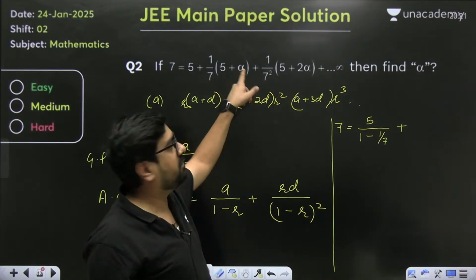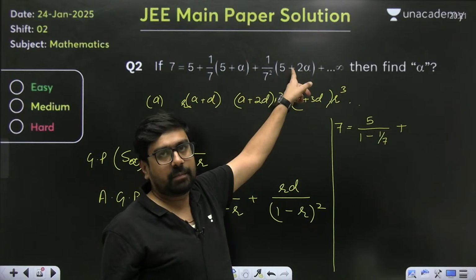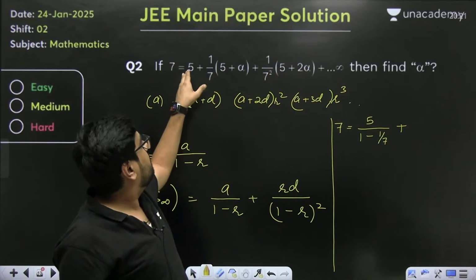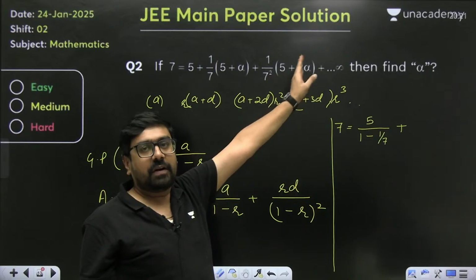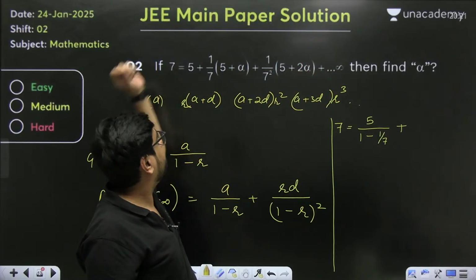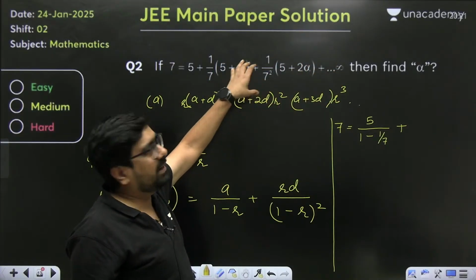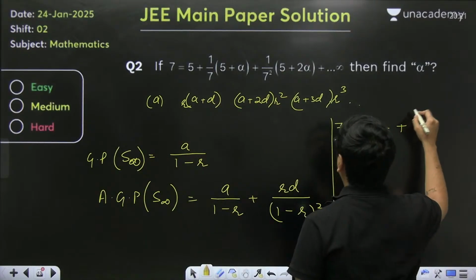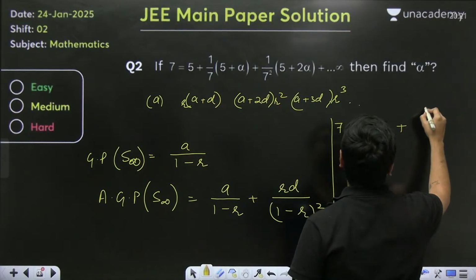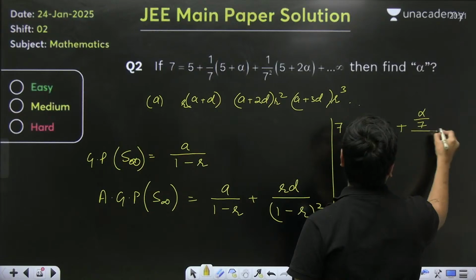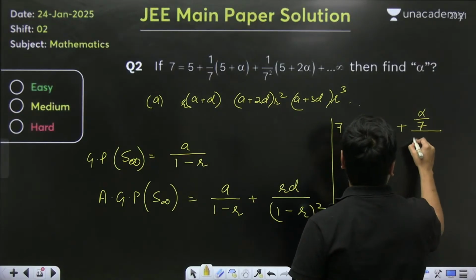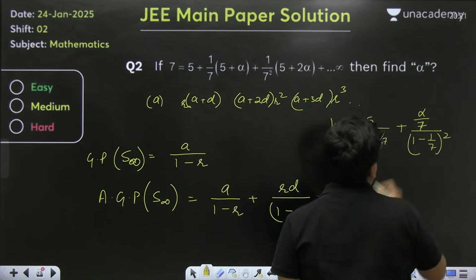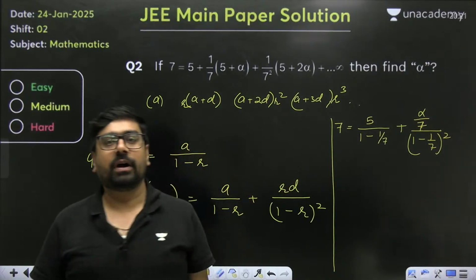0, alpha, 2 alpha, 3 alpha, like that. D is the common difference of the AP in this. What is the AP in this? 0, alpha, 2 alpha, like that. This is the AP. Okay. So common difference is alpha. So R is 1 by 7 and common difference alpha, this will become alpha by 7 divided by 1 minus 1 by 7 whole square. From here, you will get the value of your alpha.